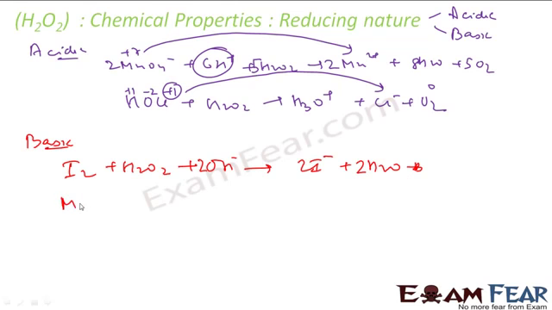Another reaction can be: you can have MnO4 minus, you react it with H2O2, it gives MnO2 plus O2 plus H2O plus OH minus. So let's balance this.